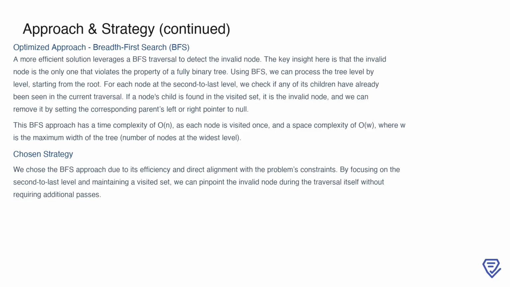The key insight here is that BFS allows us to process the tree level by level, which aligns naturally with the structure of the problem. Starting from the root, we explore each level of the tree systematically. When we reach the second to last level, we can check each node to see if any of its children have already been encountered during our traversal.